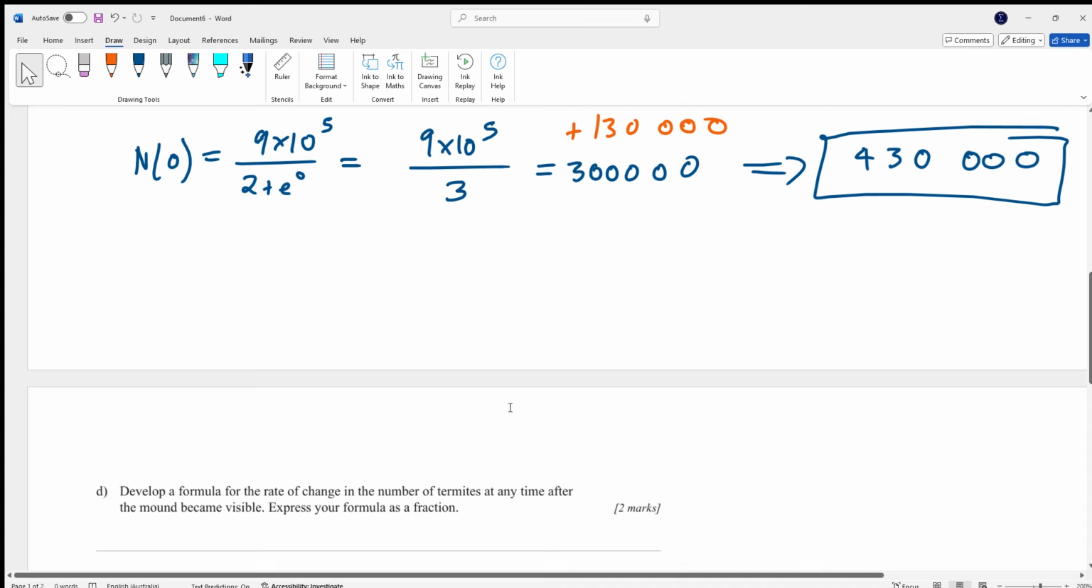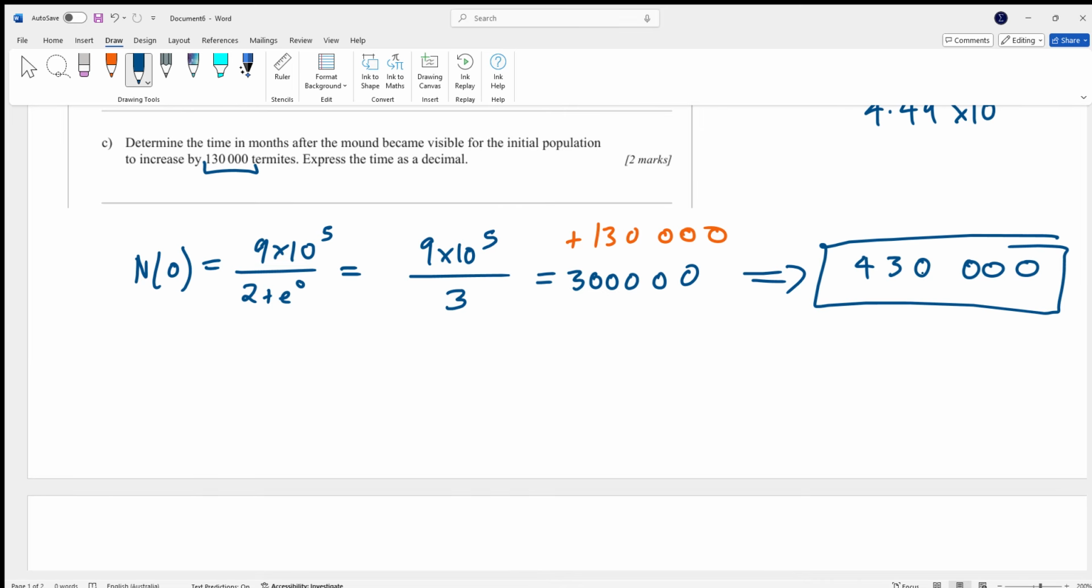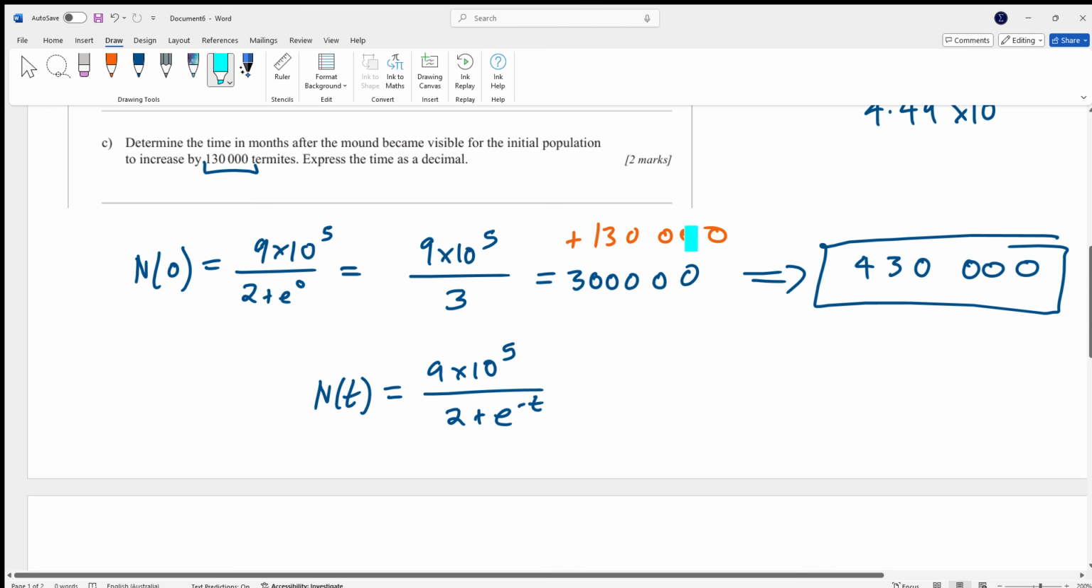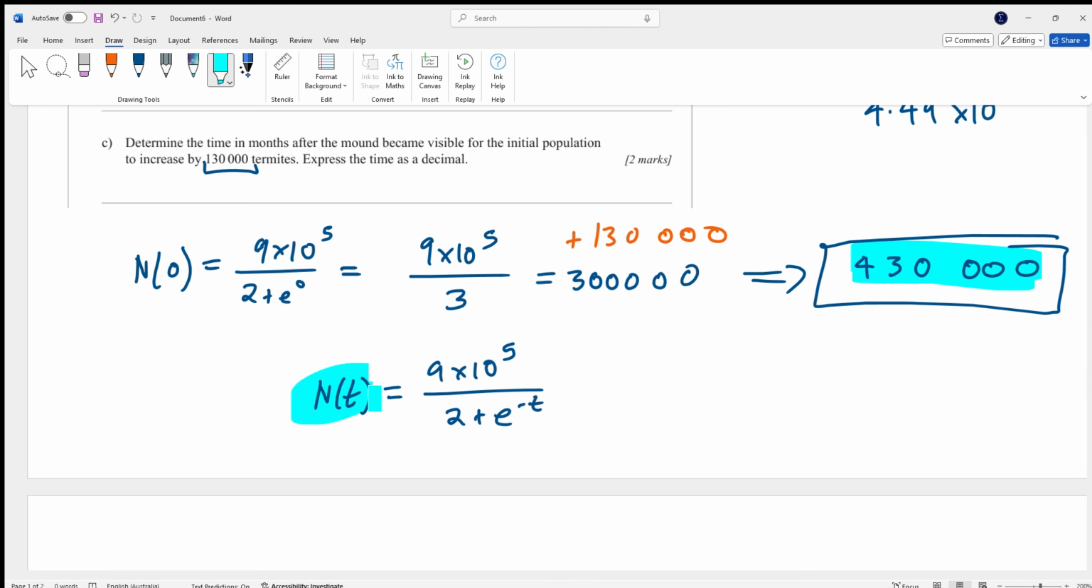So what that means is we have to set this amount equal to our equation. Because our equation is 9 times 10 to the 5 over 2 plus e to the negative t, we want to know the time in which the amount equals this. So we're going to set that equal to there. So we'll have 430,000 equals 9 times 10 to the 5 over 2 plus e to the negative t.